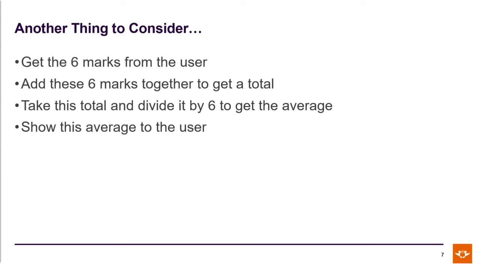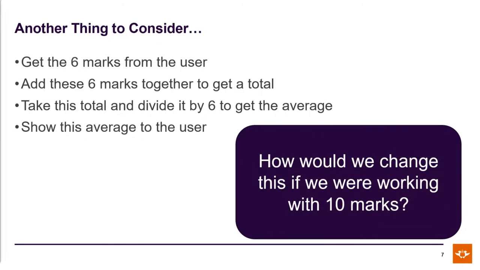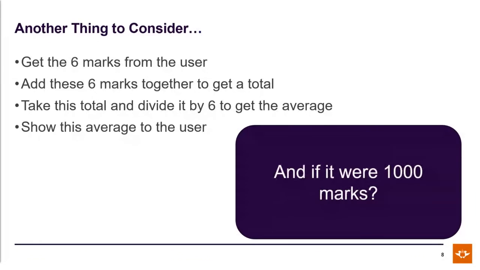So we're not changing one thing here. We're changing the whole algorithm. Everywhere there's a 6, we're going to change that to a 7. So now instead of getting 6 marks from the user, we're getting 7 marks from the user. Instead of adding these 6 marks together, we're adding 7 marks together. Instead of dividing the total by 6, we're going to divide the total by 7. Which leads me to the next slide: how would you change this if you were working with 10 marks? We've just been through that. But then, what if there were 1,000 marks?